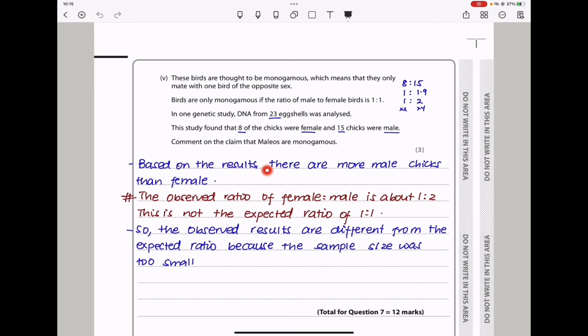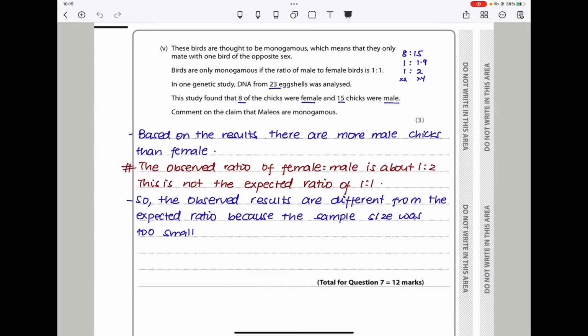So I say based on the results, there are more male chicks than females. Or you could say the observed ratio of female to male is about 1:2, and this is different from the expected for monogamy, which is 1:1. So the observed results are different from the expected ratio because the sample size was too small. This part in red is not required to be included. I just put it there for extra explanation.